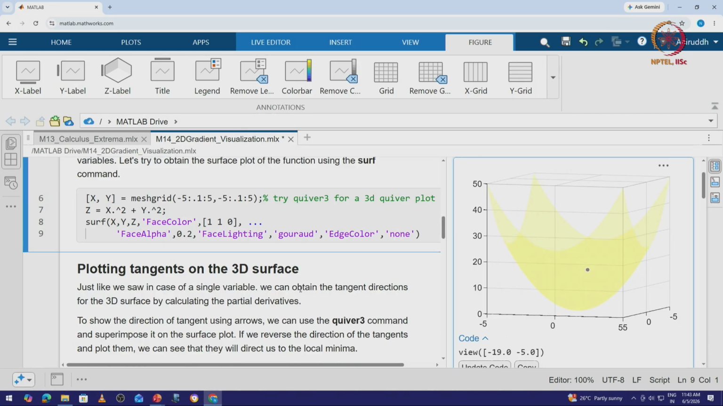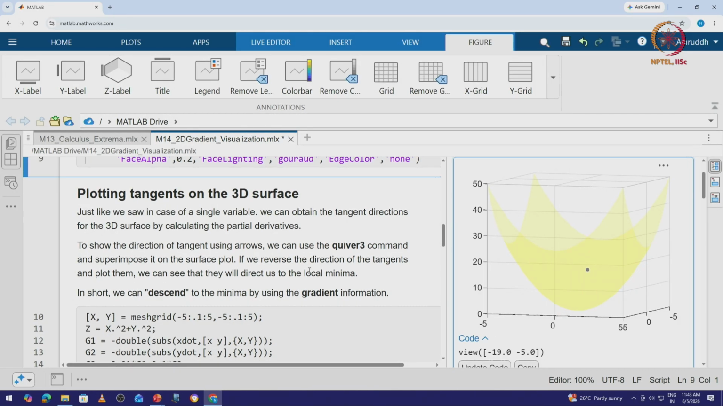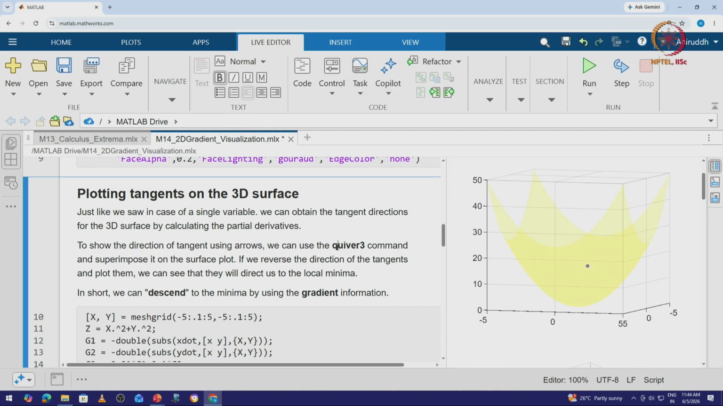Okay. Now let's plot tangents on this particular 3D surface to understand what it means, right. Now to show the direction of the tangent, we use arrows using the quiver function. Okay. Now essentially the important point is, if we reverse the direction of the tangents and plot them, we can see that they will direct us to the local minima. So we essentially want the opposite direction of the tangents on the curve, and in short we descend to the minima using the gradient information.